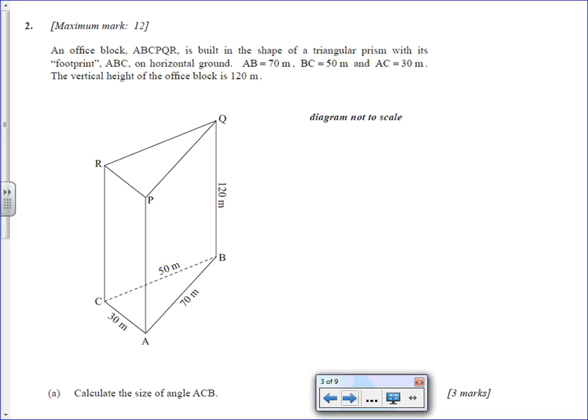We have a building here in the shape of a triangular prism, which it says right here. So if you're not sure what shape this is and you're trying to use a formula booklet, it says in the question that it's a triangular prism, and it'll usually tell you the shape in the question.